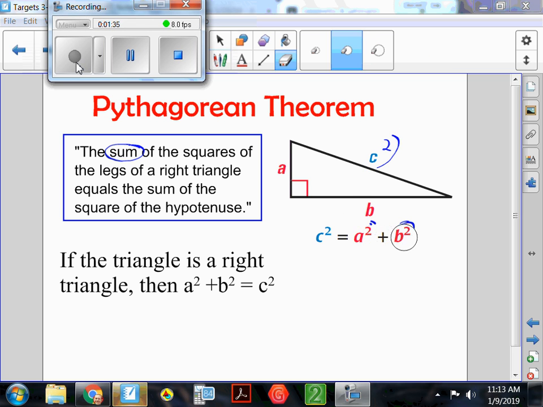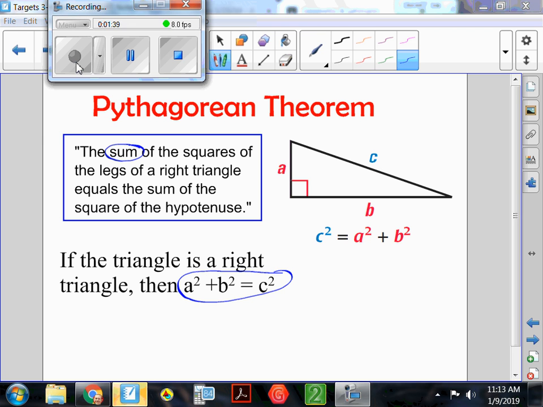A lot of times we ignore those words and we just go straight to the shortcut, which is what our theorem says in our geometry textbook. If a triangle is a right triangle, then a squared plus b squared equals c squared. But again, the a and the b represent the legs of the right triangle, and c represents the hypotenuse. So a squared plus b squared is leg squared plus leg squared equals hypotenuse squared.